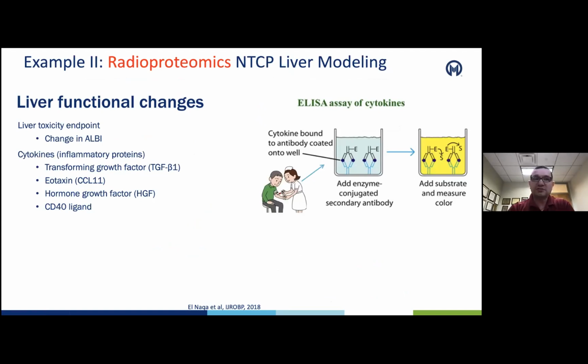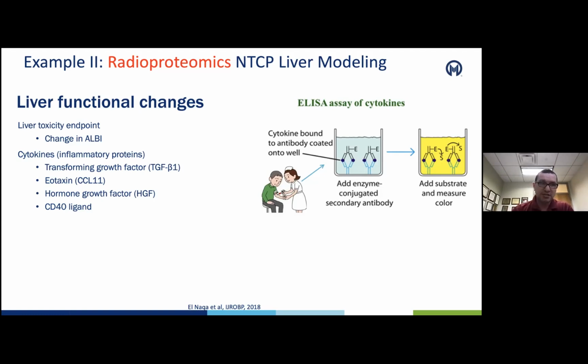Another aspect is not only looking at the genetics, but also looking at the protein profile. And we know the protein profile is important when looking at normal tissue toxicity and inflammatory response. This is an example looking at liver function. And the endpoint is looking at changes in albumin and bilirubin as how the patient liver function changes after they receive radiation.